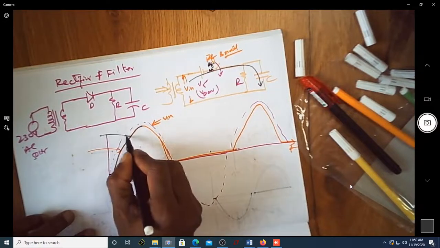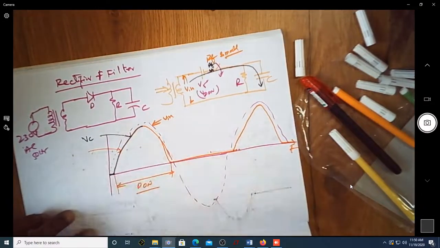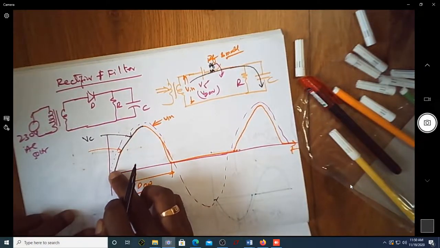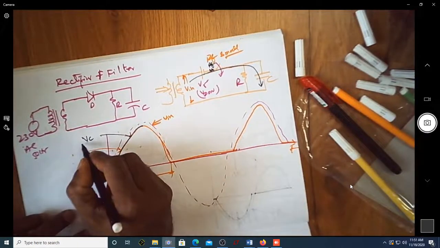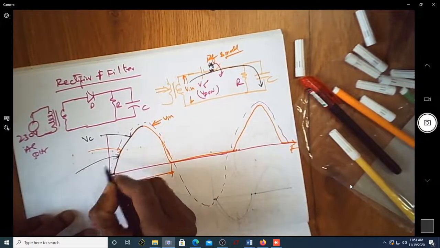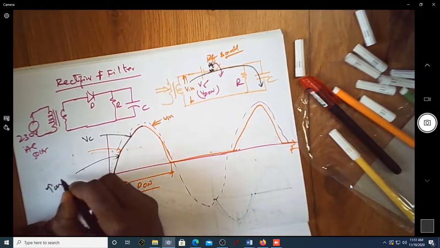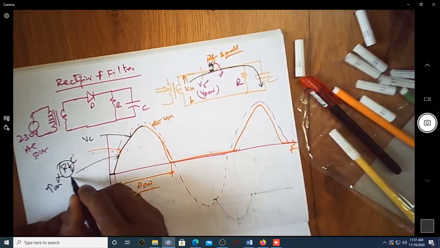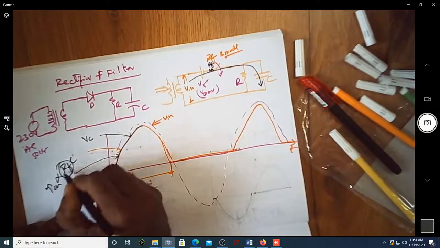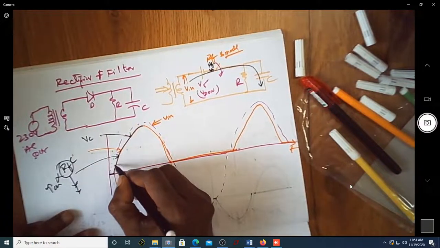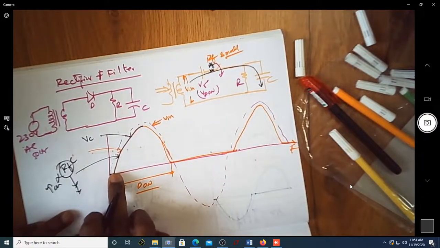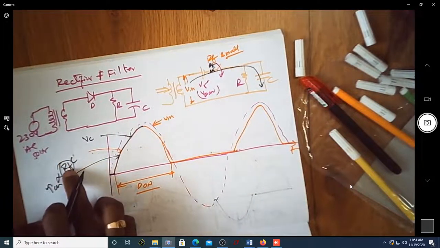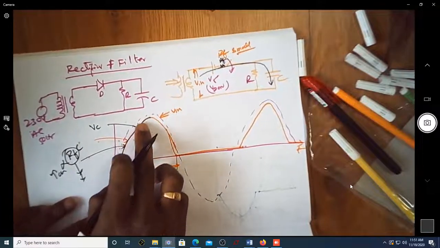So what is this green one? The green one is the voltage across the capacitor. The voltage across the capacitor rises along with the input voltage because this rise time is proportional to tau charge, which is equal to RF into C. Since RF is very less, it almost increases along with the input. If your input voltage increases, it won't take much time because this time constant is very less. Because my RF is less, it charges almost along with that.